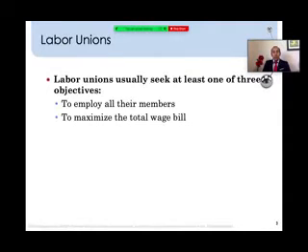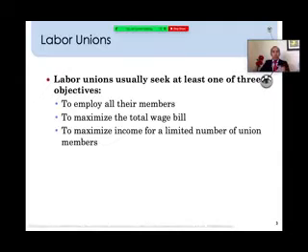They also attempt to maximize the total wage bill for all of their workers given the hours that they work, and to maximize the income, in some cases, for a limited number of union members. That is, only those that belong to the union could be the ones that have the higher income and the higher pay for the service they provide. Everybody else that is not part of the union may not reap these benefits.